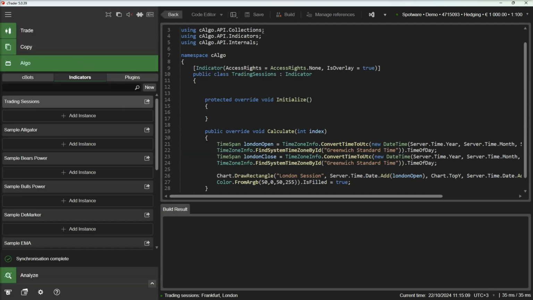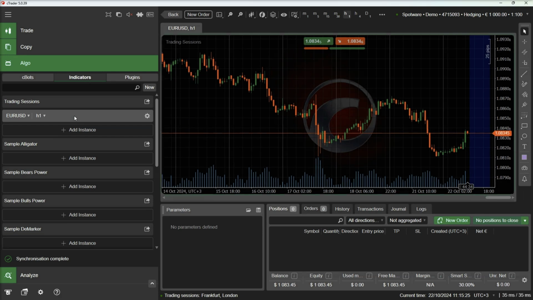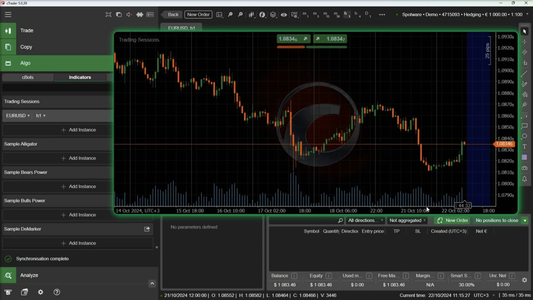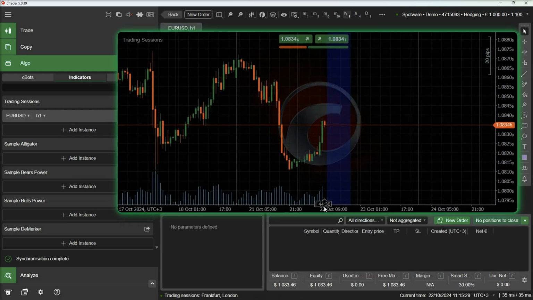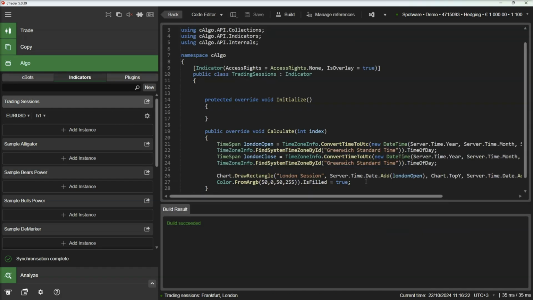Let's build our indicator and add an instance on the chart. We can see the London session rectangle drawn on the chart. We will go back to our code and add the rest of the trading sessions.